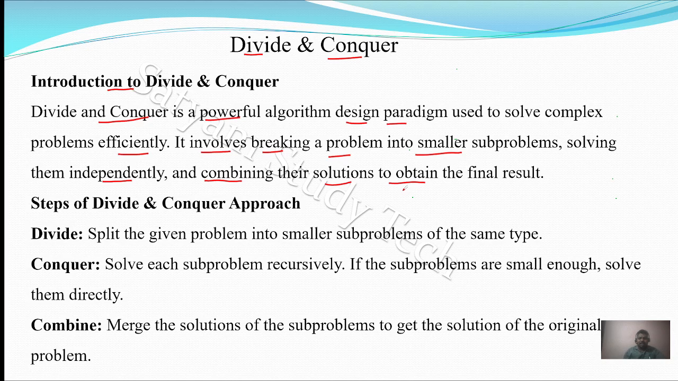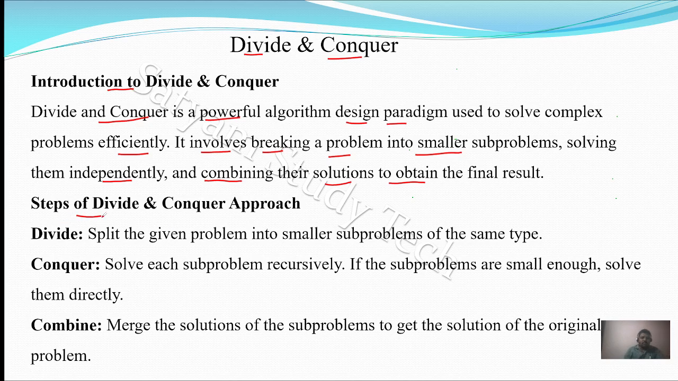So what is the meaning of this statement? For example, if the problem is a small problem, we can solve it directly, without dividing it. If the problem is a big problem, then it is divided into a number of subproblems. Then each and every subproblem you can solve independently and combine those results, and finally find the entire problem's solution. So that is the meaning of this statement.